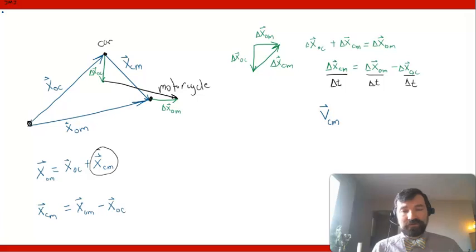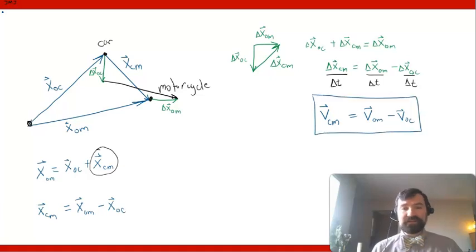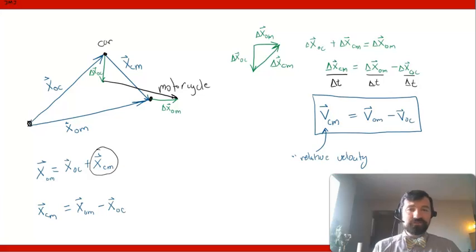Velocity of the motorcycle relative to the car is the velocity of the motorcycle relative to the origin minus the velocity of the car relative to the origin. Okay? And that solves it. That lets me get what we call relative velocities. This right here would be the relative velocity of the motorcycle relative to the car.